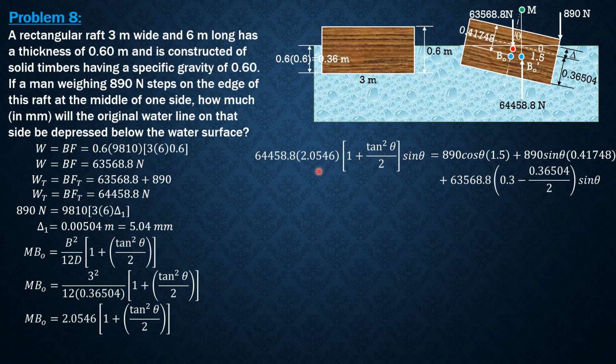So combining sine theta terms, we have this value times sine theta minus this value, and you'll have 124,597.47 sine theta, then 64,458.8 times 2.0546 divided by 2, which is 66,218.53, tangent square theta sine theta. Then at the right side, we have 890 times 1.5 cosine theta, or 1335 cosine theta. So solving for theta in this equation here, using a high-tech calculator, theta is 0.6138 degrees.